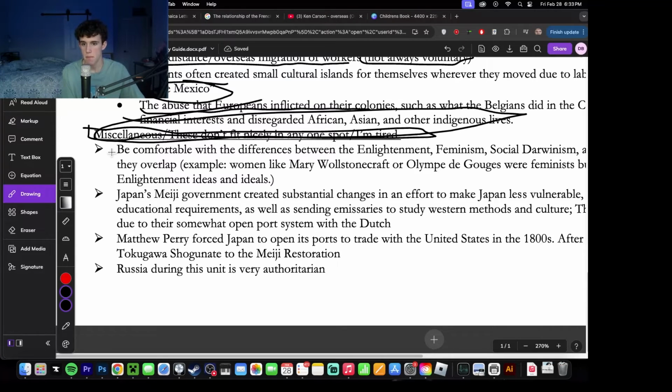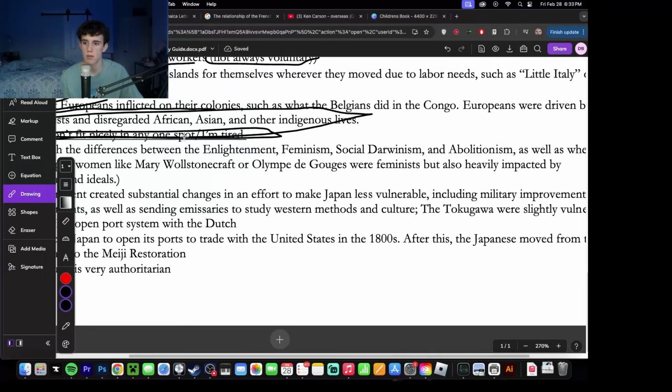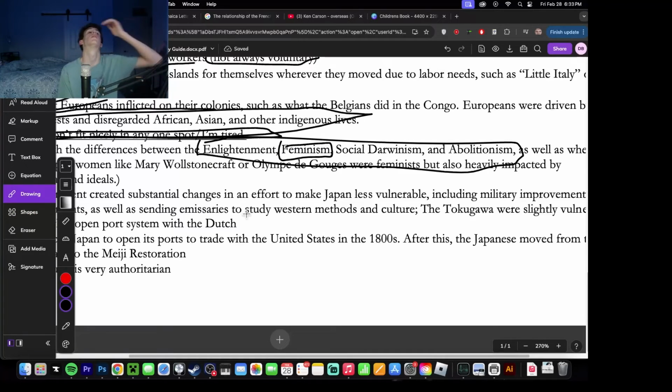All right, last thing. Be comfortable. Enlightenment, feminism, social Darwinism, abolitionism. Wow, these are all important words that don't mean anything at the same time. Feminism, not modern feminism. Women want rights. Women deserve rights. Let's give the woman the rights. Enlightenment, period of ideas where a lot of ideas kind of started spreading, and from those ideas new concepts were formed, and this is probably one of the best things that's happened. Social Darwinism, I talked about that. That's racism with extra steps.